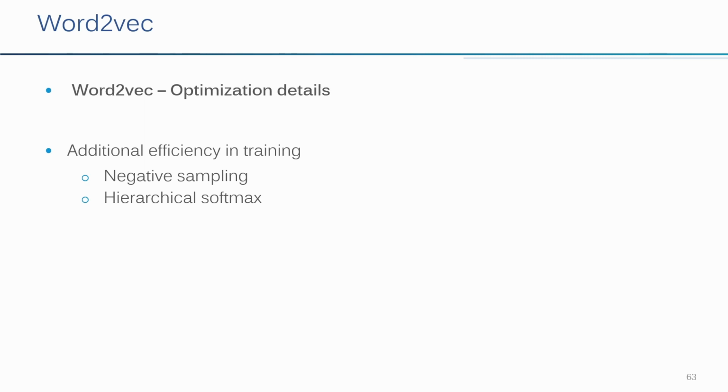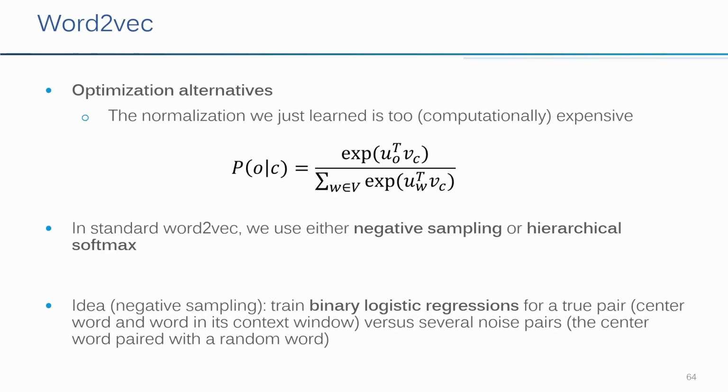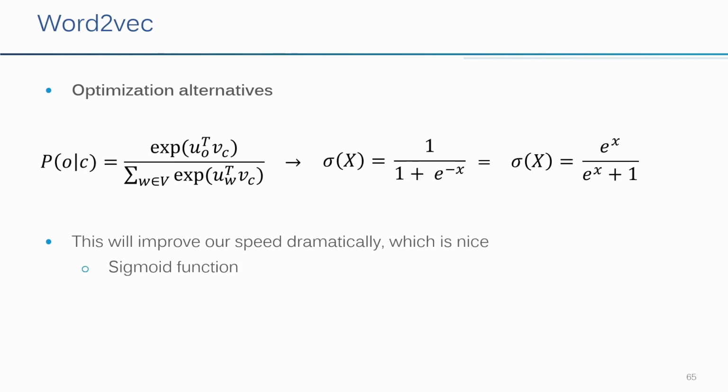So in their training, they have 2 versions, the negative sampling and hierarchical softmax. And how do they work? Oh yeah, it's pretty much what I just said. And we can go directly to what they do.